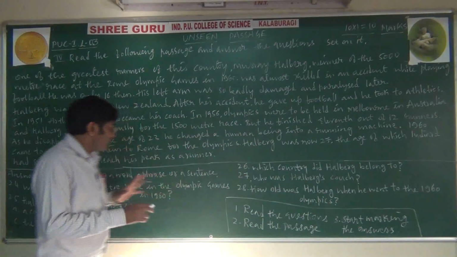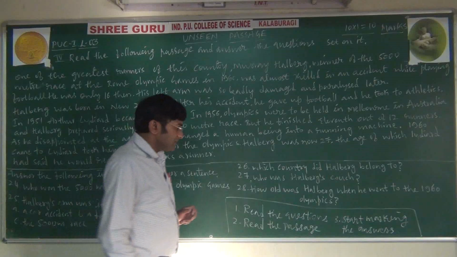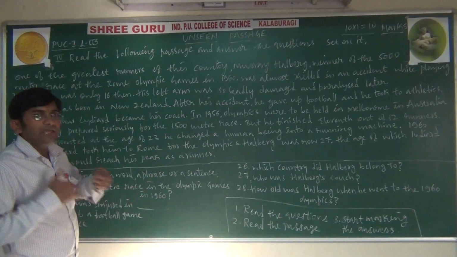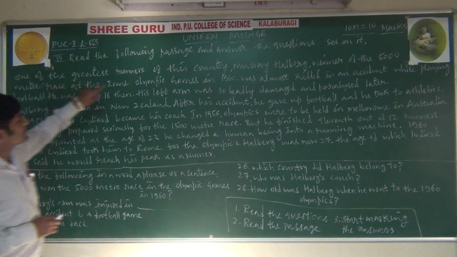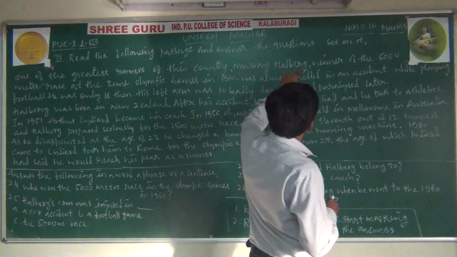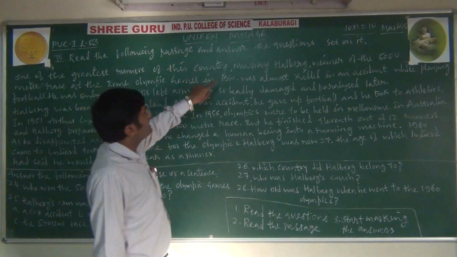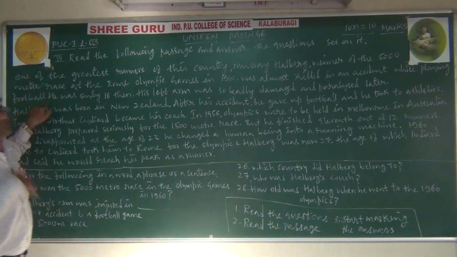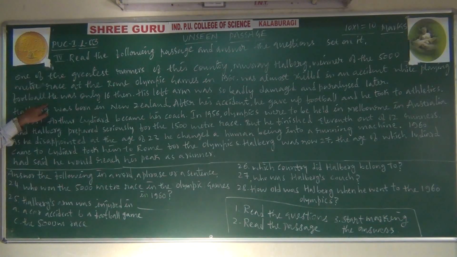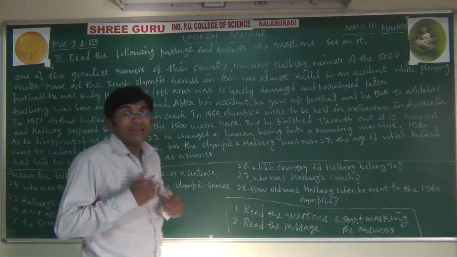My dear students, the questions are about whom? The questions are about a football player. Alright? Now, start reading the passage so that we will be able to answer by going through the questions. One of the greatest runners of this country, Murray Halberg, winner of the 5,000 meter race at the Rome Olympic Games in 1960, was almost killed in an accident while playing football. He met with an accident while playing football.